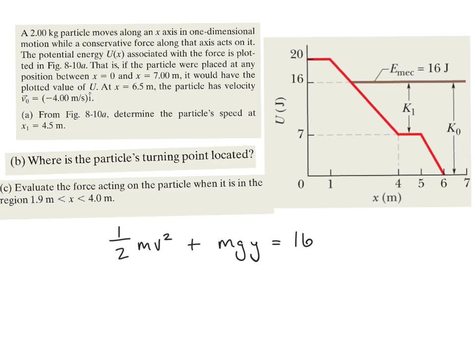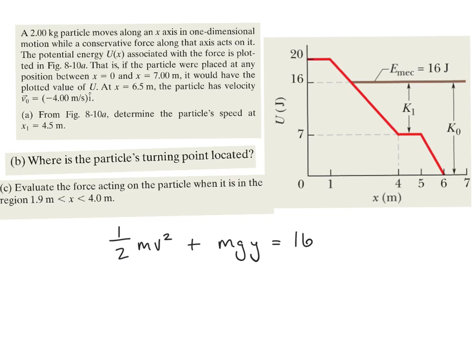I like that. So part A says we want the speed at 4.5 meters. We're given something about the speed later on, I think, right? We're also given something about the mass of the particle. So what might we have to do to figure out part A? What are you thinking? You should do 16 minus 7 equals 1/2 mv squared.